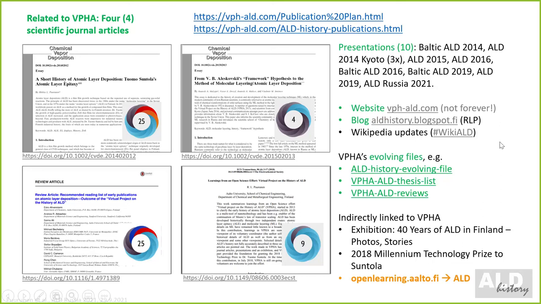We have updated Wikipedia. There are these evolving files that we keep on working with, which are available to anybody in real time. And also indirectly related to this, there has been an exhibition in Finland in 2014, of 40 years of ALD in Finland, and the Millennium Technology Prize to Suntola, that also is an indirect product by VPHA. And now I'm working on an open learning site for ALD at the Aalto systems.